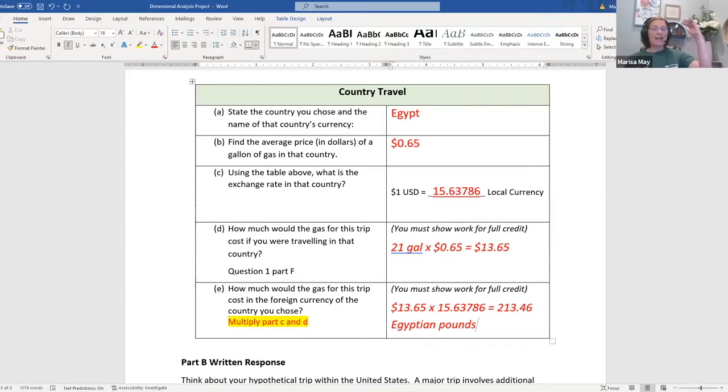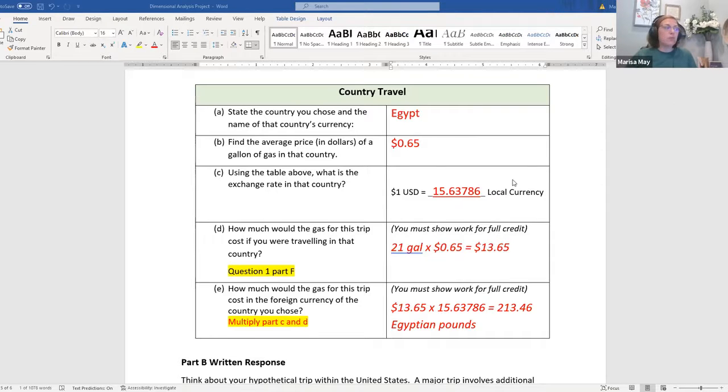Okay. Again, A, you're choosing a country out of the chart. B, you're looking up in column 2 that information for that country. C, you're looking in column 3 for the information for that country. And then D, you're taking your answer from question 1, part F, and you're multiplying it by your price per gallon. And then in part E, you're taking your answers for C and D and you're multiplying them together. So we went through questions 1, 2, 3, and 4. So we have done all of the math together.